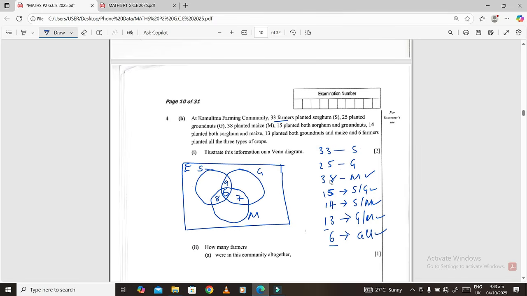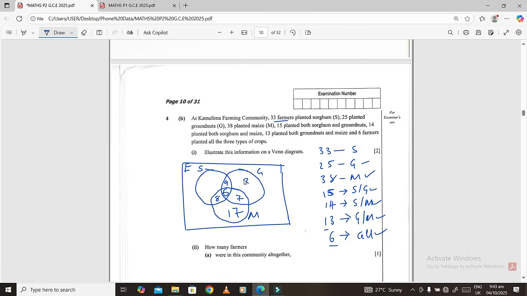So 21 minus this 38, it will give us a 17. Okay? From there, we now come to groundnuts, which is this one. We're also going to add 9 plus 6 plus 7. And this is giving us a 22. So 22 minus, we subtract it from 25. So 25 minus 22, it's going to give us a 3.